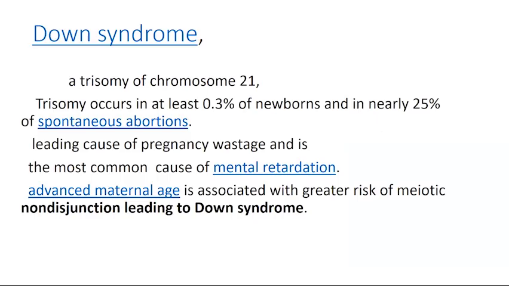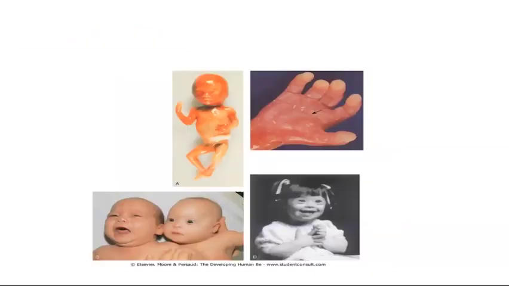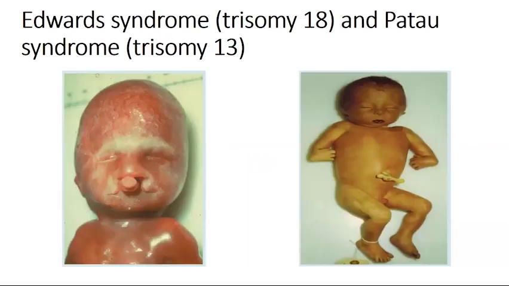Down syndrome, chromosome number 21 is affected. Most babies resemble each other, and this is the Simian crease that is there. The flat nose, oblique palpebral fissure, protruding tongue. Children with Down syndrome resemble each other. See all these different faces which resemble each other. This is the typical face. Edwards syndrome, trisomy 18, and 13 chromosome, they are affected. See all these features.